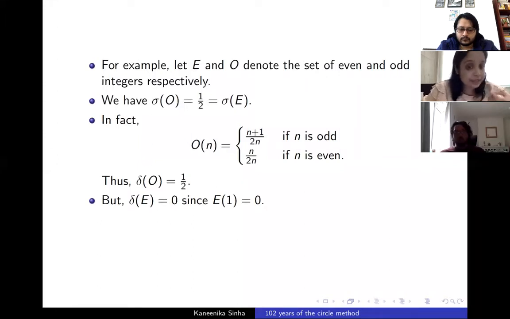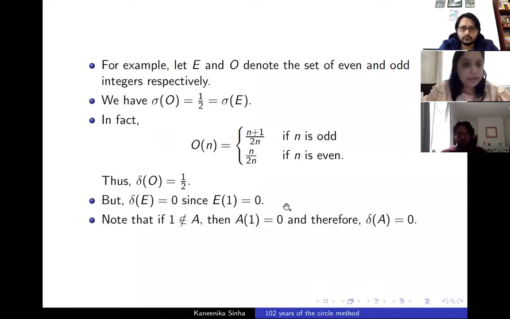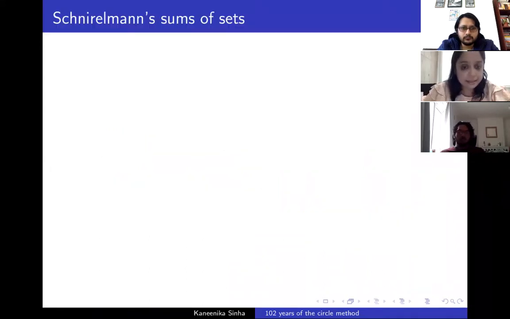Because this is sensitive to smaller values of n, and E of 1, there are no even natural numbers less than or equal to 1. So E of 1 is equal to 0. So the Schnirelmann density of the set of even numbers is 0. In general, note that if 1 is not an element of a set A, then A of 1 is 0, and therefore this would imply that the Schnirelmann density is 0.